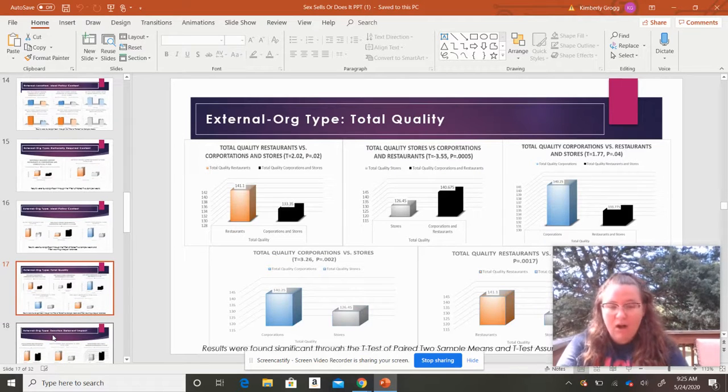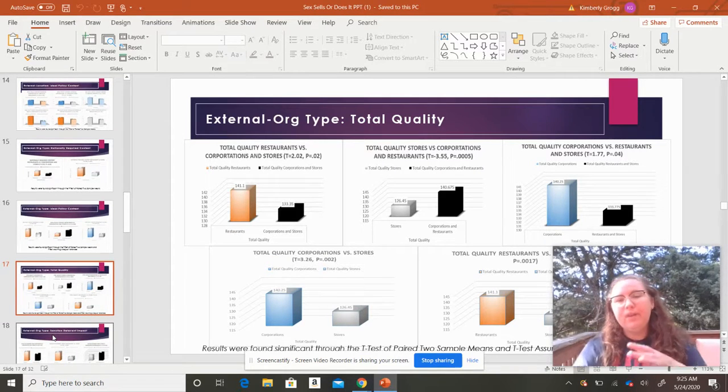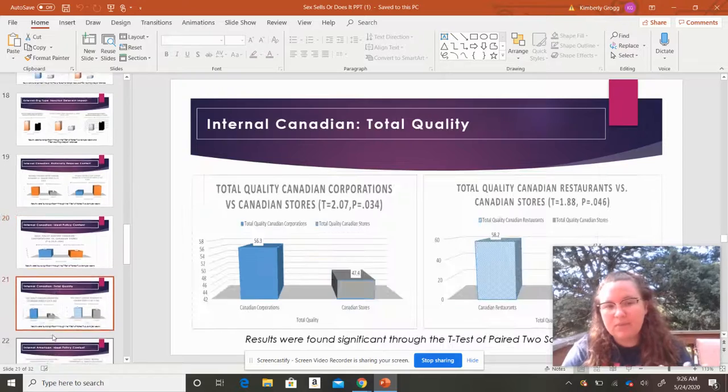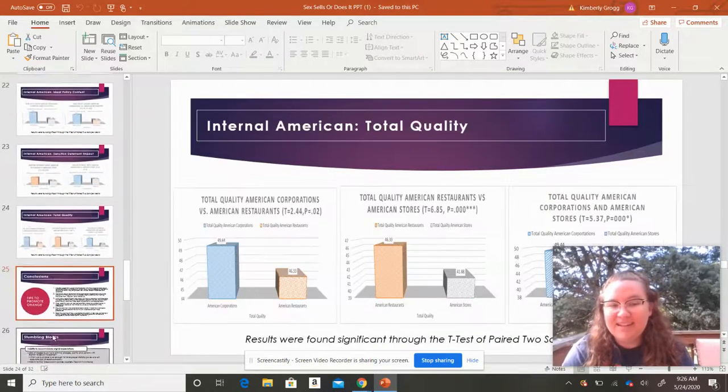And from all these charts and things like that, you can really pick them apart and see a lot more about each individual graph if you look into them. But I'm going to try to summarize and close up here. And they just keep going.